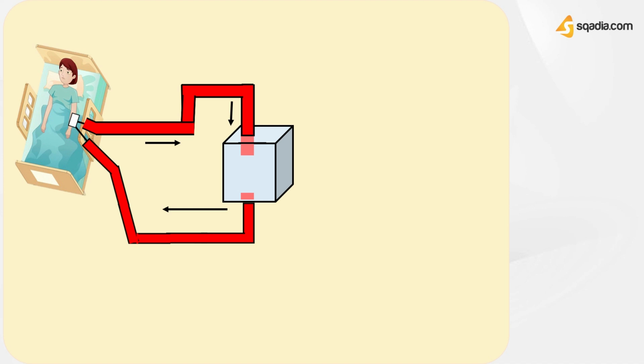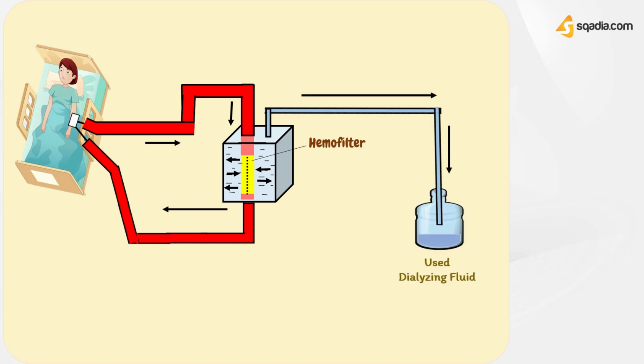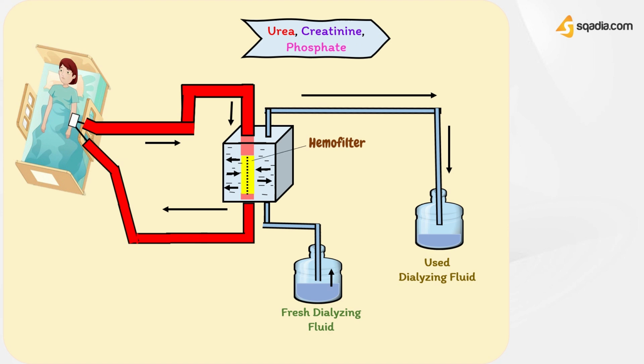Inside the artificial kidney, the blood passes through a dialyzer, called hemofilter, which contains small channels interposed between two cellophane membranes. The cellophane membranes are porous in nature. The outer surface of these membranes is bathed in the dialyzing fluid, called dialysate. The used dialysate in the artificial kidney is constantly replaced by fresh dialysate.